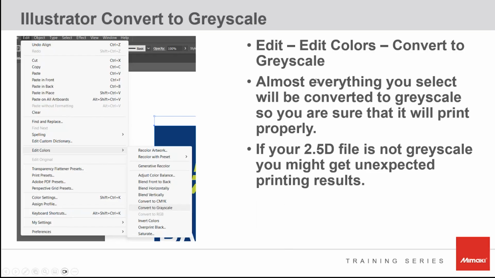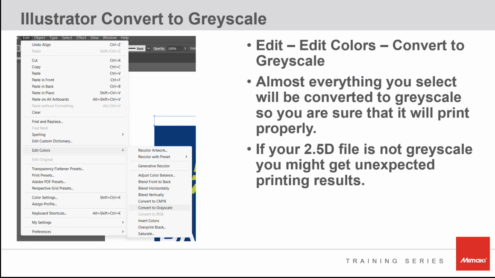Another trick, I'll show you guys a little bit more in Illustrator later, but if you didn't know, you can easily convert stuff in Illustrator to grayscale in the edit selection. So you can go edit and then edit colors and convert to grayscale, and then you can ensure that your artwork is in grayscale. So almost everything that you select will be converted to grayscale, so you're sure that it'll be done properly.